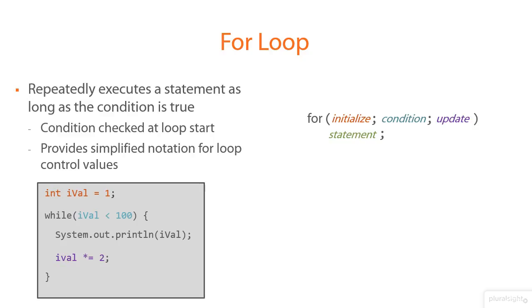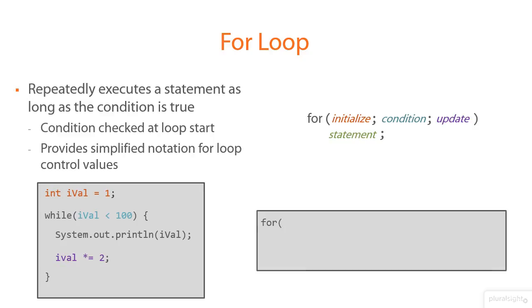To see an example of that, we start out with our for keyword and the parentheses. We do the initialization, ival equals 1. We have our condition, ival less than 100. Notice that each of these sections is separated by a semicolon. And then we have our update, ival times equals 2. And then in the body of the loop, we print out ival. So this while loop and the for loop both do the exact same thing. The for loop just makes that standard behavior of initialization, condition, and update a bit more simplified.